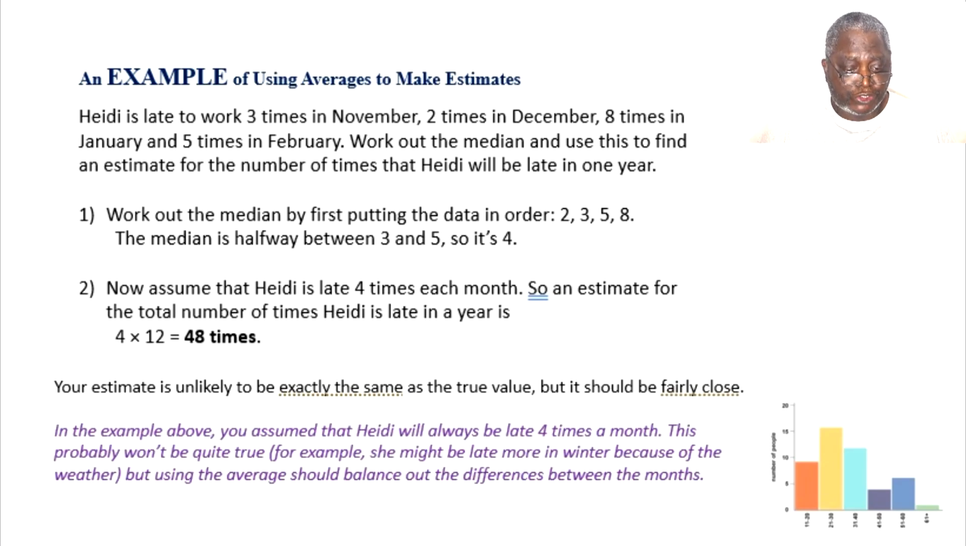Now, assume that Haida is late 4 times each month. So to have an estimate for how many times she's going to be late for the year, you simply multiply 4 by 12 months, and that will be 48 times. Your estimate is unlikely to be exactly the same as the true value. Anything could happen. She could fall ill, or maybe she could feel better, or maybe she could have got a car which she drives and is taking her to work earlier.